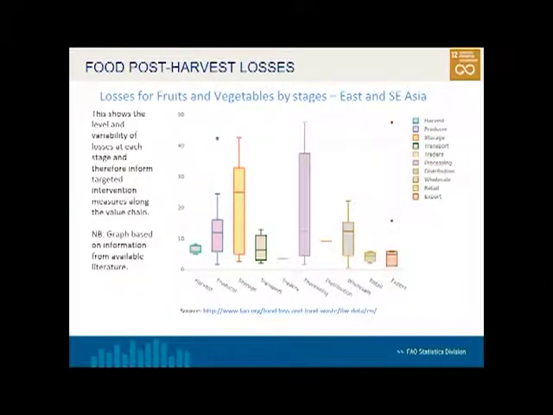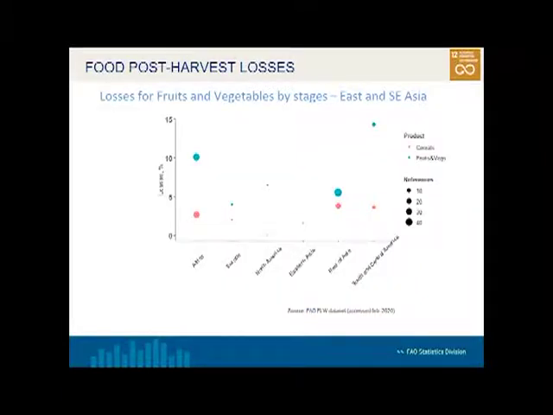So this chart is another chart that is automatically generated by that database. And here we see the distribution of losses of food and of fruits and vegetables in East and Southeast Asia on the various stages of the supply chain. And the interesting part is to see the variability. So again, one can see the need for accurate measurements, because, of course, this is a summary of all the studies and all the countries. So it makes a difference if losses are 10% or 30%.